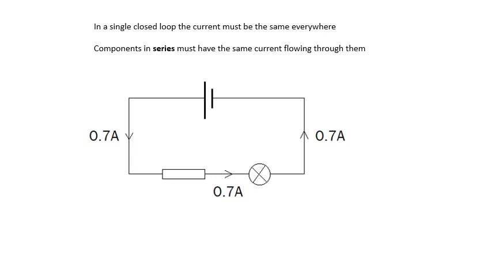Think of it as the river. The current in a river must be the same everywhere, unless it branches off. If there's just one single straight bit of river, the current must be the same everywhere, because we're not losing any cars or gaining any cars.